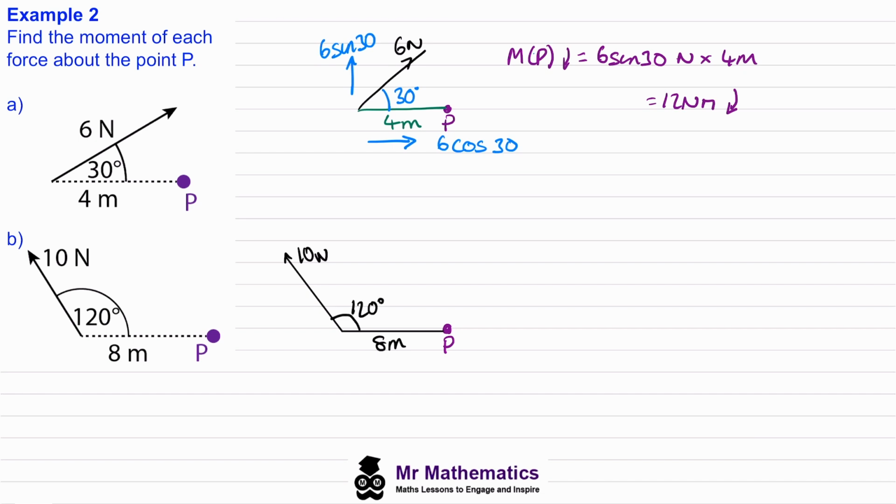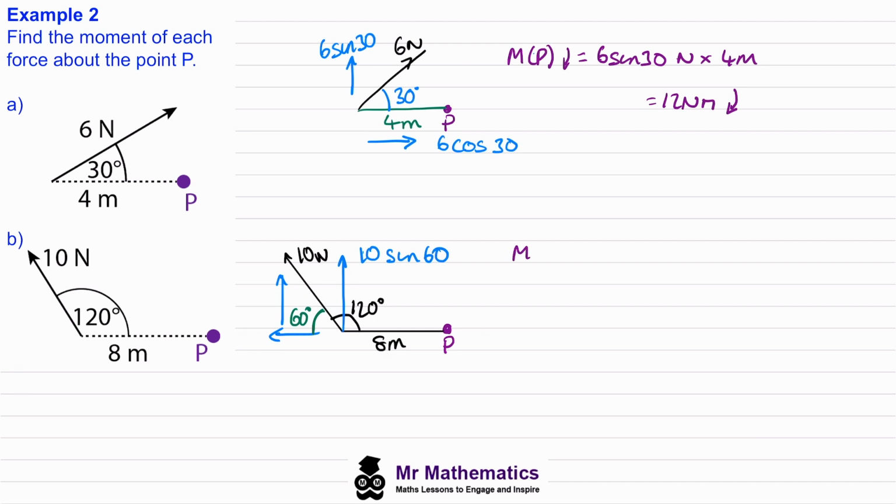The first thing I'm going to do is show the vertical component of this 10 newtons and the horizontal component. And we can work out this angle as 60 degrees. What we're trying to find is the magnitude of a force acting in this direction, which is perpendicular to the arm of 8 meters. And because this force doesn't contain the angle, this will be 10 times the sine of 60.